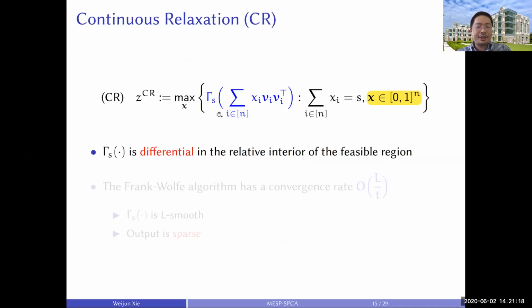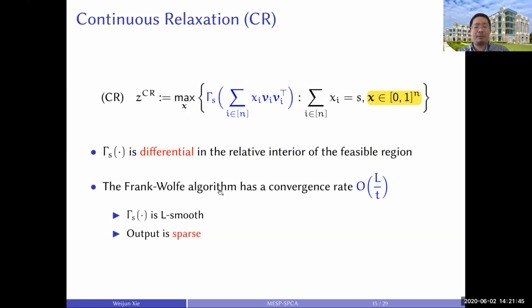Another interesting point is that the gamma function is differentiable in the interior, or relative interior, of the feasible region. So if x is not equal to 1 or 0, so it's completely in the relative interior, then this gamma function is differentiable, and we can derive this gradient or subgradient in closed form.